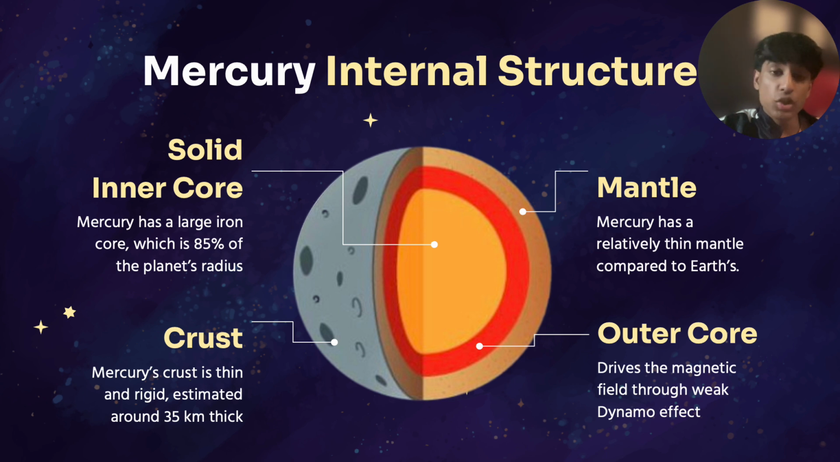The core has two parts, a solid inner core and a molten outer core. The liquid outer core likely drives the magnetic field through a weak dynamo effect. The solid inner core offers clues about Mercury's early formation and thermal history.